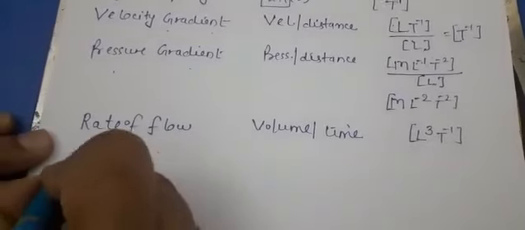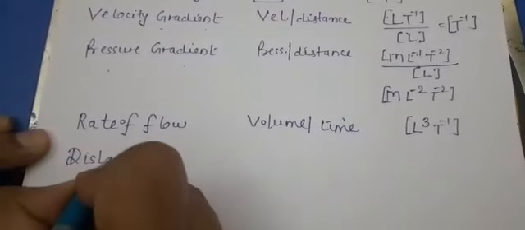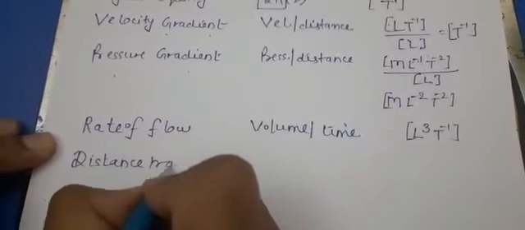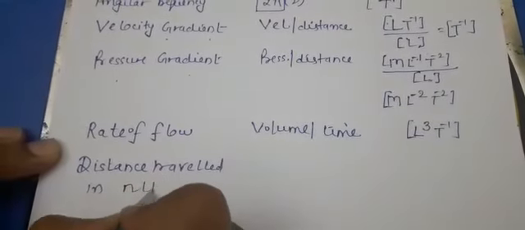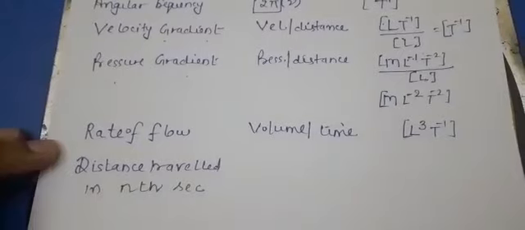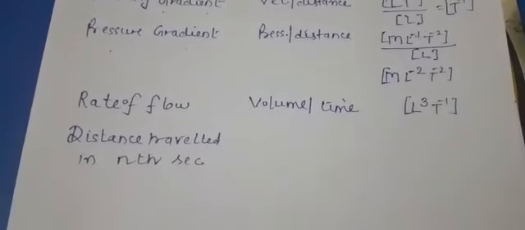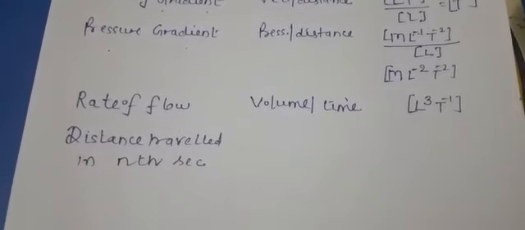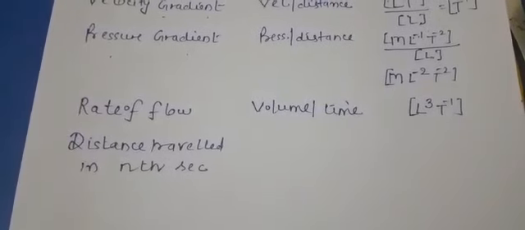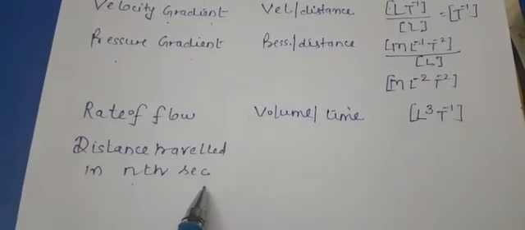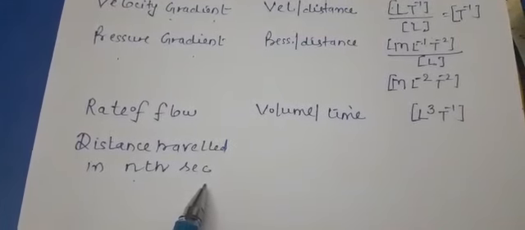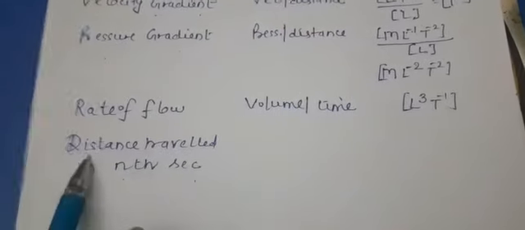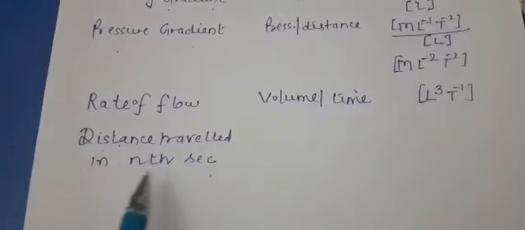Next is distance traveled in nth second. When you say distance, it is simply length. But when you are saying distance traveled in nth second, actually there is one derivation in second unit, that is kinematics. So here in that unit you will use this particular explanation.